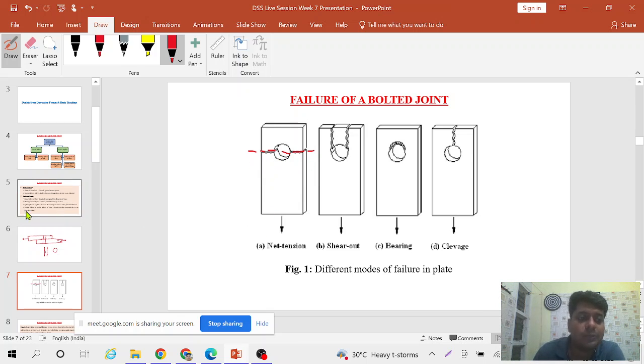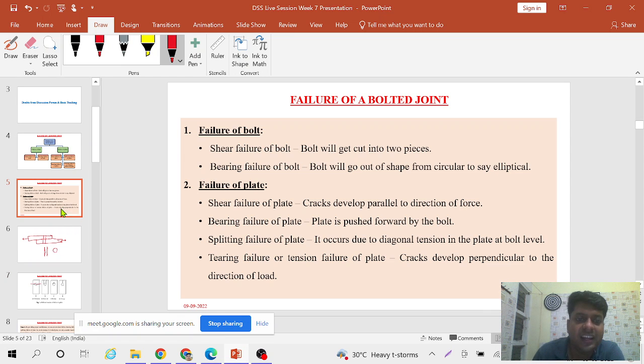So these are the 4 types of failure which can happen in plates, and 2 types of failure we have already studied in our video lectures, how the bolt will fail. Now the question comes that in the design of bolted joint, you have only considered shear failure of bolt, bearing failure of bolt, and tearing or tension failure of plate. Only these failures we consider, and these 3 failures, shear failure of plate, bearing failure of plate, and splitting failure of plate, we don't consider, meaning we don't design for this.